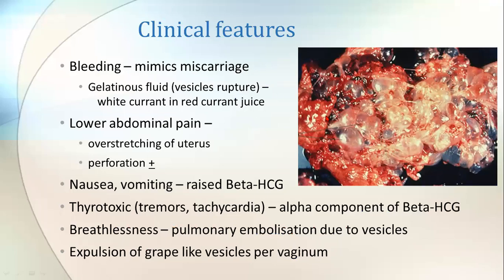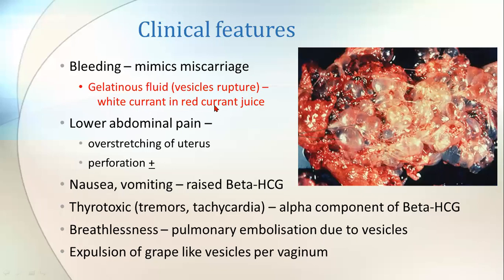See, what happens is, this is the placenta. It has changed into grape-like hydatid cysts. The hydatid cysts which are present in the process of expulsion get ruptured. These vesicles contain fluid similar to edematous fluid and ascitic fluid, which is whitish in color. Because of the rupture of the grape-like vesicles, the gelatinous fluid, which is white in color, mixes with the red colored blood. So the patient complains of white currant in the red currant juice.